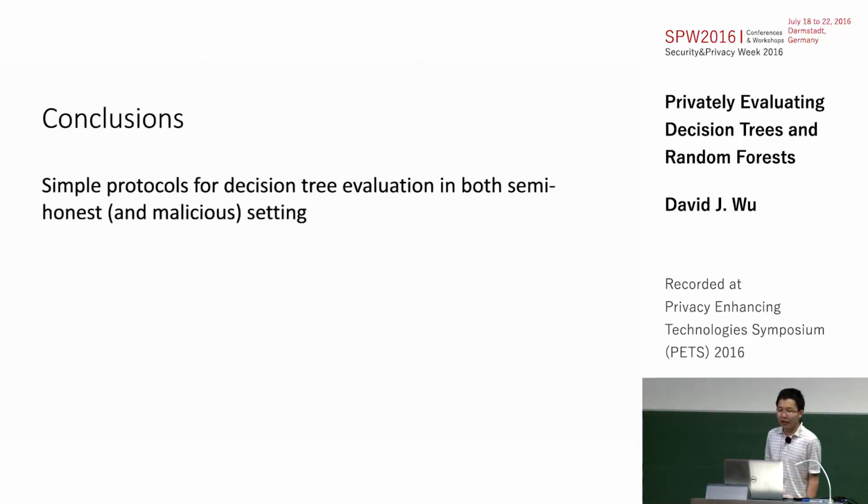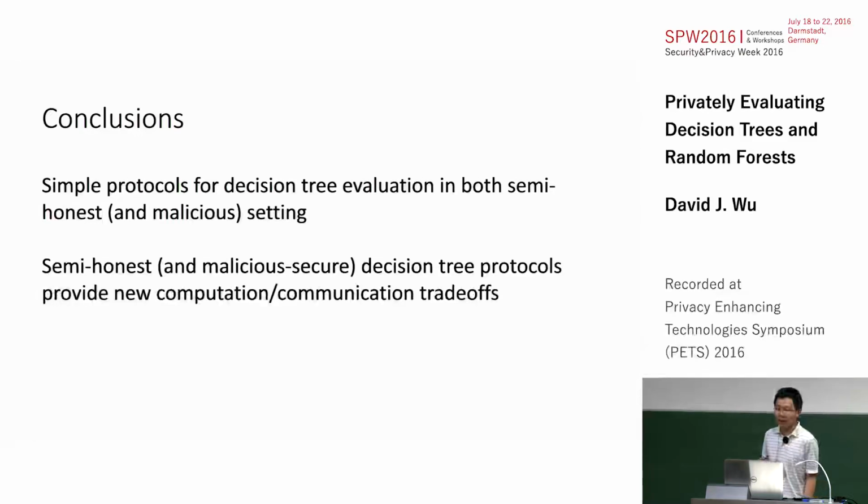So to conclude, in this talk, I have introduced some simple protocols for decision tree evaluation. I described how the protocol works in a semi-honest setting, but we can easily extend it to the malicious setting. And furthermore, we hope that I've demonstrated that by building custom protocols, semi-honest and malicious secure decision tree protocols provide new computation and communication trade-offs.